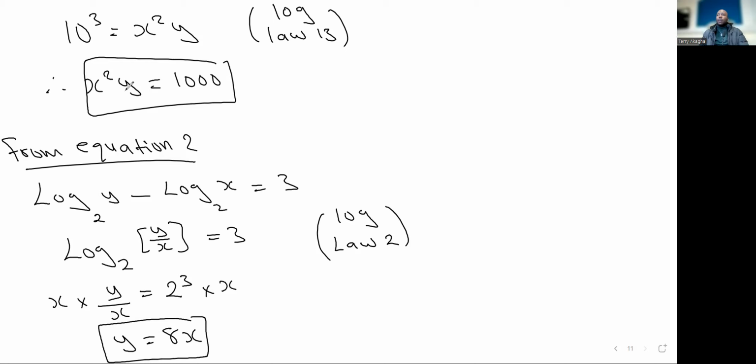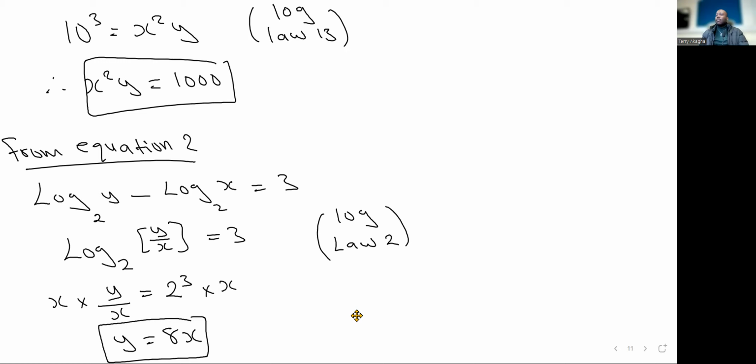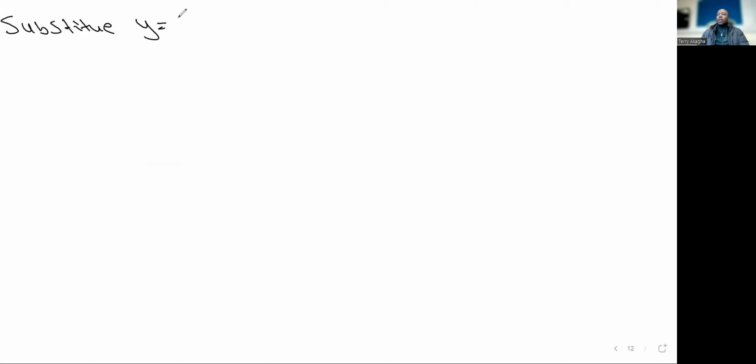So what we can do now is substitute y equals 8x into this equation here. Because remember, we're solving by substitution method. So we're going to substitute y equals 8x into x squared y equals 1,000.